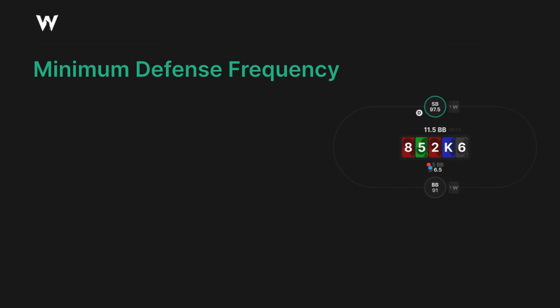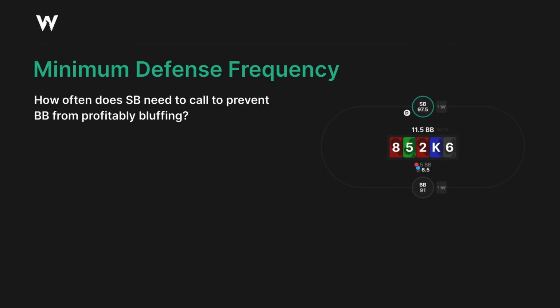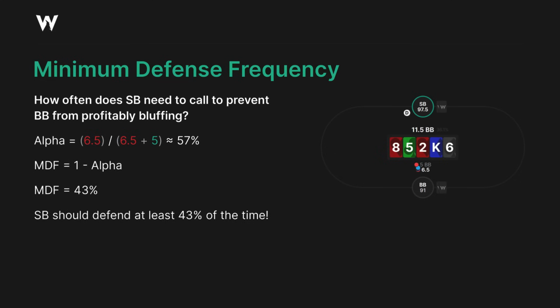So going back to our previous example, if we want to calculate how often small blind should defend, or the MDF of small blind in this spot, how wide they should defend, well, okay, we already know the alpha is 57%. Therefore, MDF is 1 minus that number, or 43%. Small blind should defend at least 43% of the time.